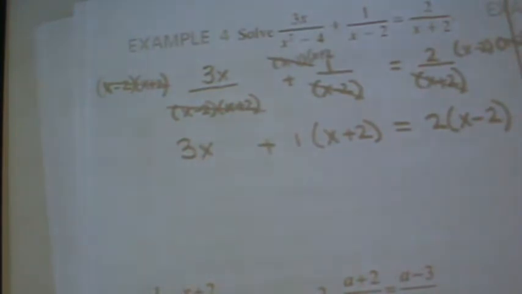So what's gonna happen? These two are gonna knock these two out. So you have just 3x. The x minus 2 crosses that out, so you have 1 times x plus 2. And this x plus 2 cancels with this x plus 2, so you have 2 times x minus 2. So you want just enough to get rid of all the denominators.